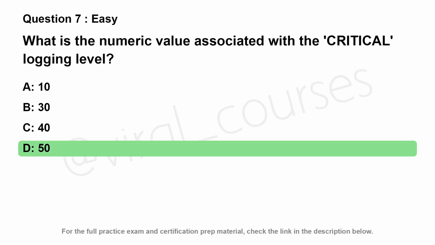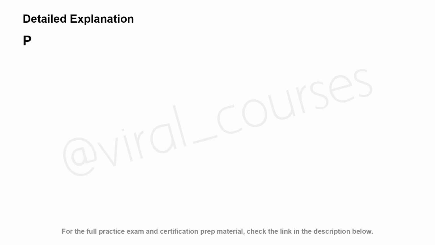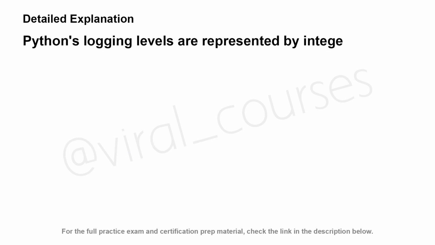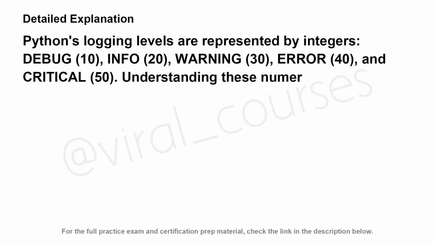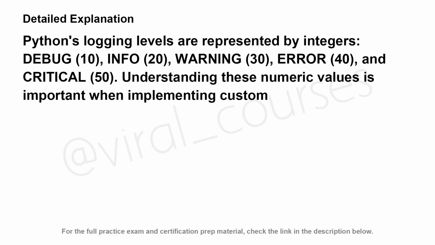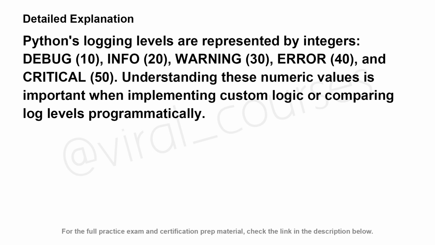The correct answer is D. Python's logging levels are represented by integers. Debug, 10. Info, 20. Warning, 30. Error, 40. And critical, 50. Understanding these numeric values is important when implementing custom logic or comparing log levels programmatically.